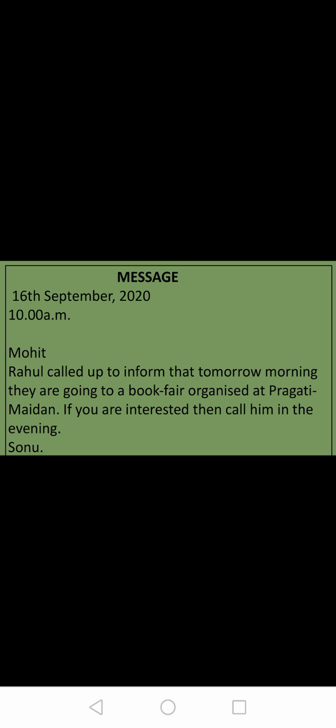Now, box, message, date 16 September 2020, timing 10 a.m. Leave one line for Mohit. Rahul called up to inform that tomorrow morning they are going to the book fair organized at Pragati Maidan. If you are interested, then call him in the evening. Sonu. Okay, this is your message. Hope you understood how to write a message.